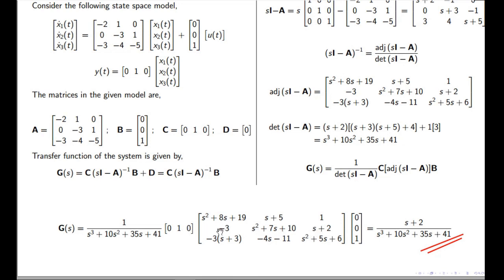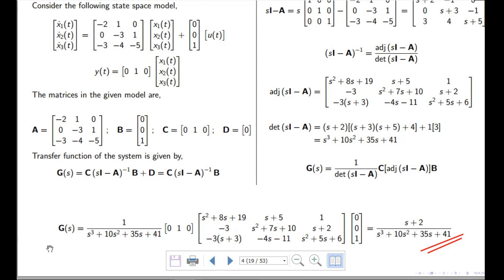So if you multiply these two, you will get this row. Now I have to multiply this row with this column. Obviously this into this is 0, this into this is 0. The only element that will remain is S plus 2. So ultimately the multiplication of these three matrices will result in S plus 2.